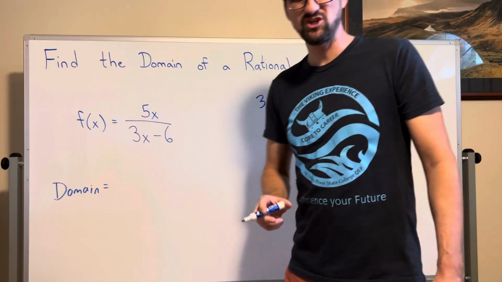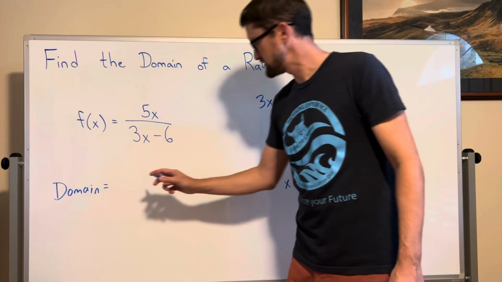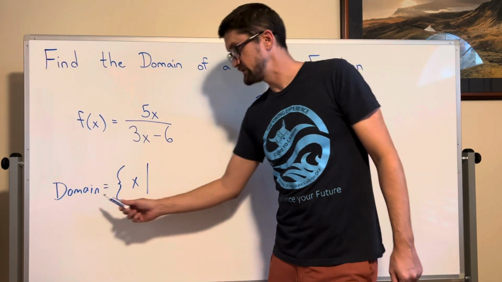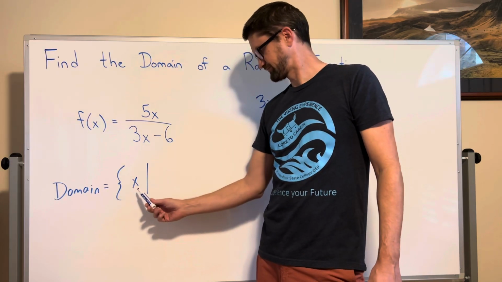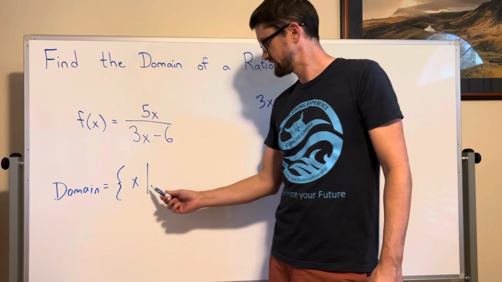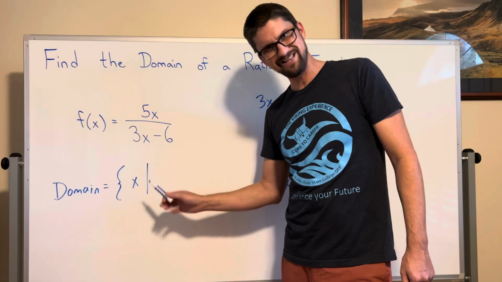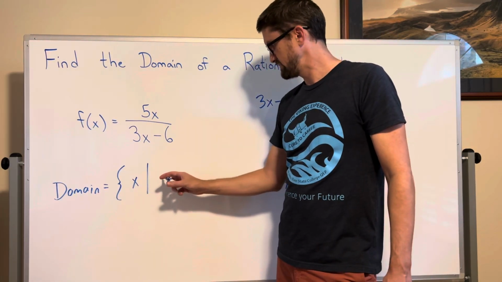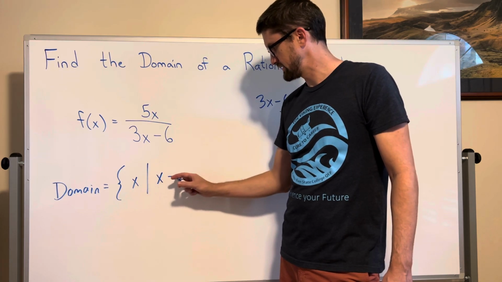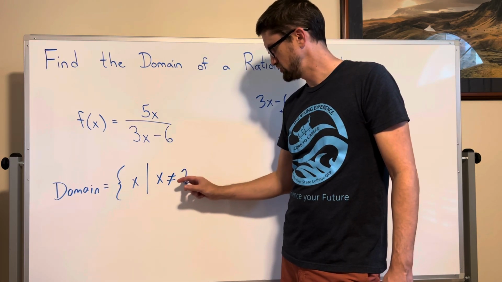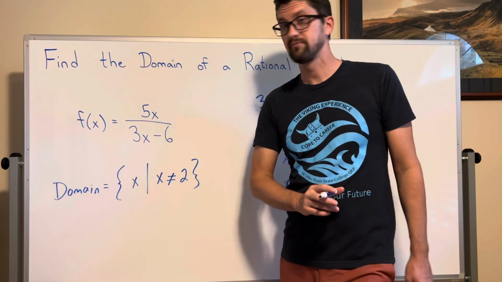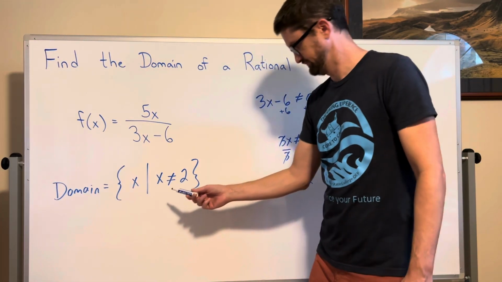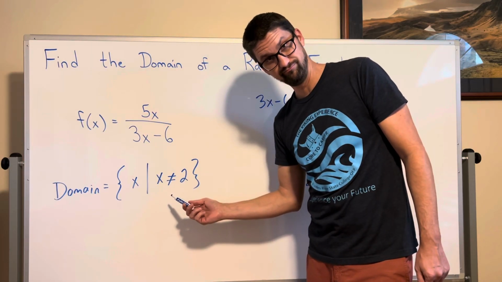We can write that using set builder notation. So this is, domain is all values x, and then this vertical line is a such that. So all values x such that x cannot be 2. And there you go, that's the domain. The domain is all values x except for 2.